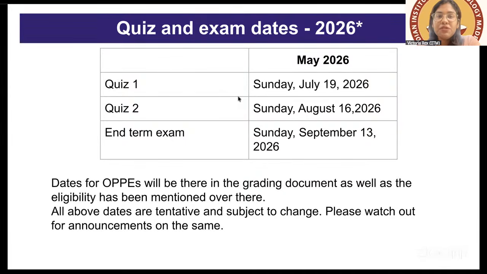Quiz one and quiz two are going to happen in the afternoon. For the interim exam, two courses will happen in the forenoon and the other two will happen in the afternoon. So for quiz one and quiz two, all four courses you are going to write in the afternoon only, on the same day.